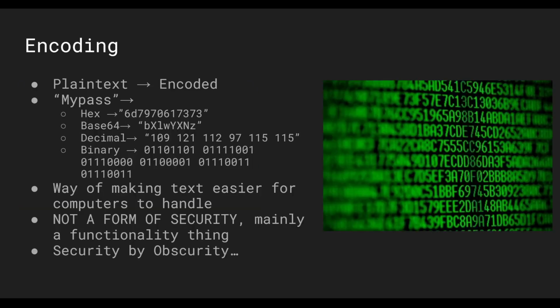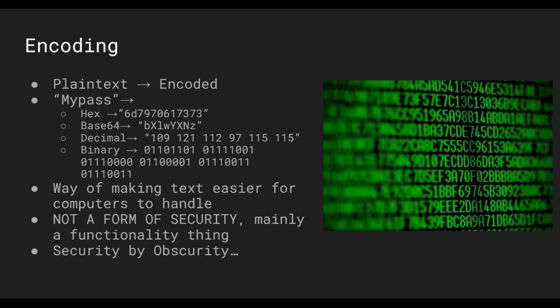The reason why we're talking about encodings is because some people mix up encodings with encryption, and there's a huge difference between the two. Encodings are simply a way to turn text into a more computer manageable format. Some examples of encodings would be hexadecimal, as you can see there. There's letters and numbers there. Hexadecimal only involves the numbers 0 through 9, and then A through F. It's base 16, I think.